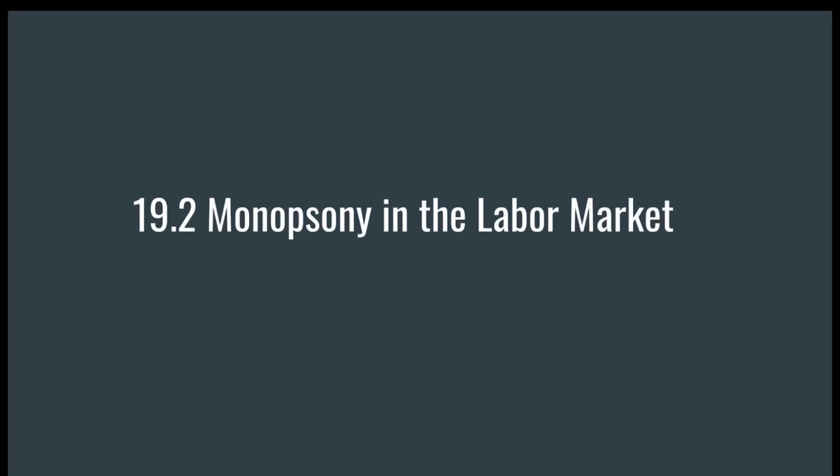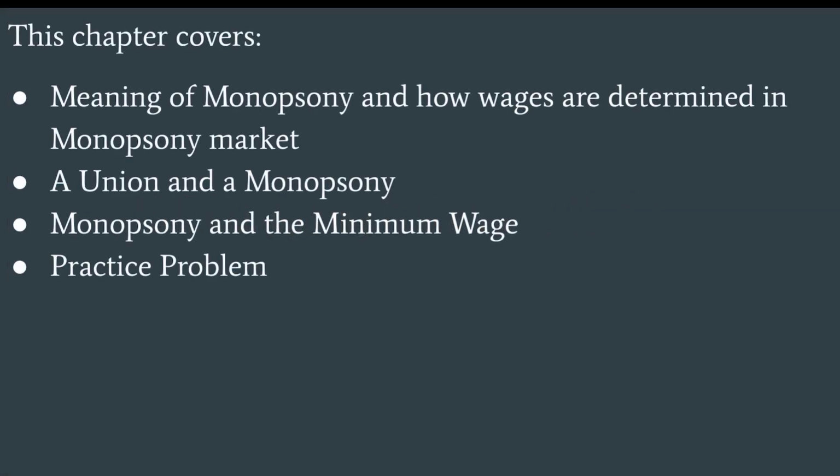19.2 Monopsony in the Labor Market. This chapter covers the meaning of monopsony and how wages are determined in a monopsony market, a union and a monopsony, monopsony and the minimum wage, and a practice problem.